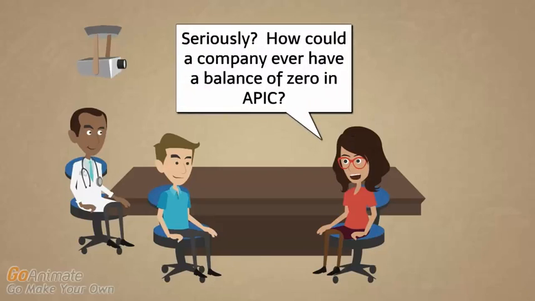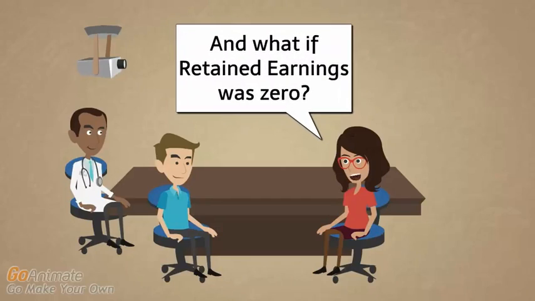Seriously? How could a company ever have a balance of zero in APIC? And what if retained earnings was zero? Actually, it's becoming more and more commonplace that companies' APIC is going down to zero and they're having to go to a debit to retained earnings in this kind of journal entry. And again, it's because of these employee stock options, which we'll talk about later in the week.